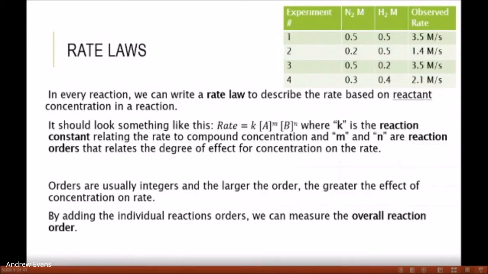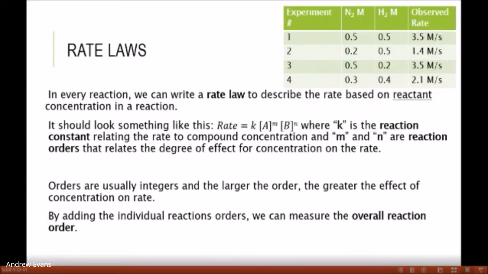So if you look at this, these are actual experimental data. If I use 0.5 molar of nitrogen and 0.5 molar of hydrogen, the reaction rate would be 3.5. If I decrease the amount of nitrogen, the rate goes down to 1.4. However, if I decrease the amount of hydrogen, the reaction rate was still 3.5. And if I decrease the amount of nitrogen and hydrogen not quite as much, the reaction rate is 2.1. So the observed rate has certain dependence on how much nitrogen and hydrogen we initially start with.